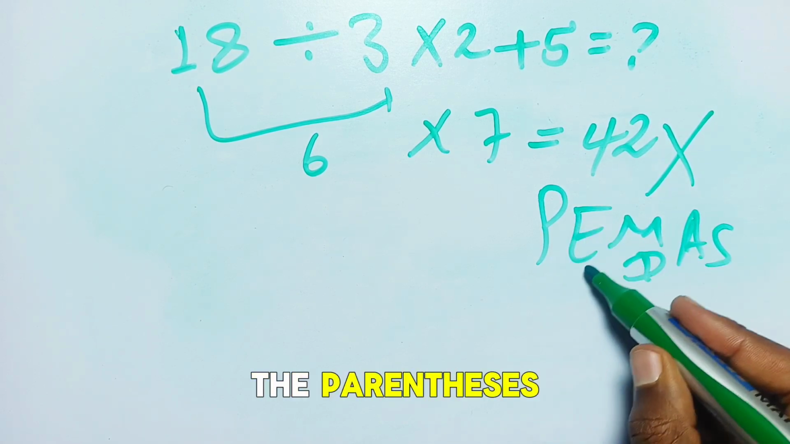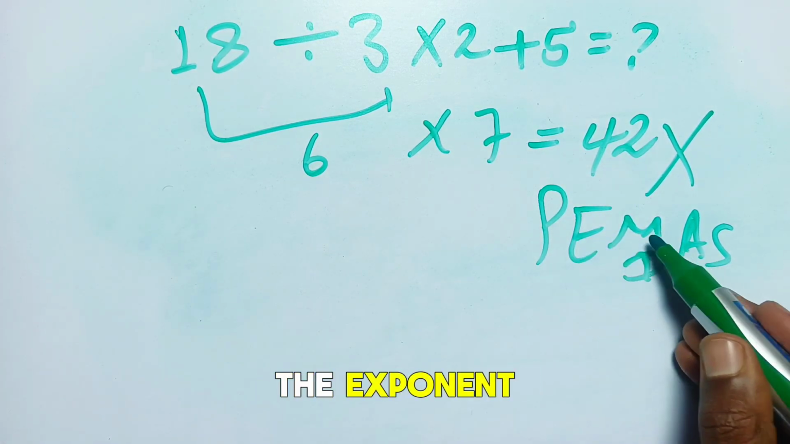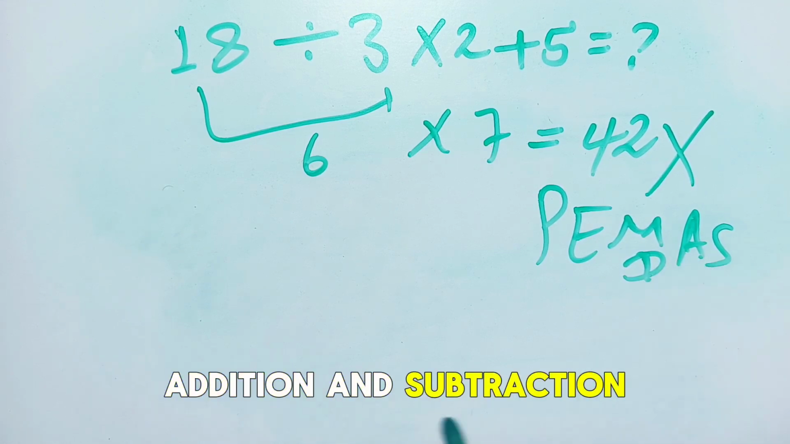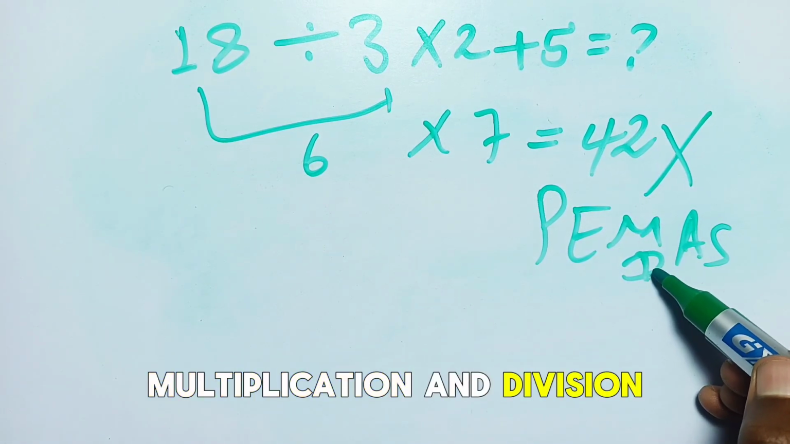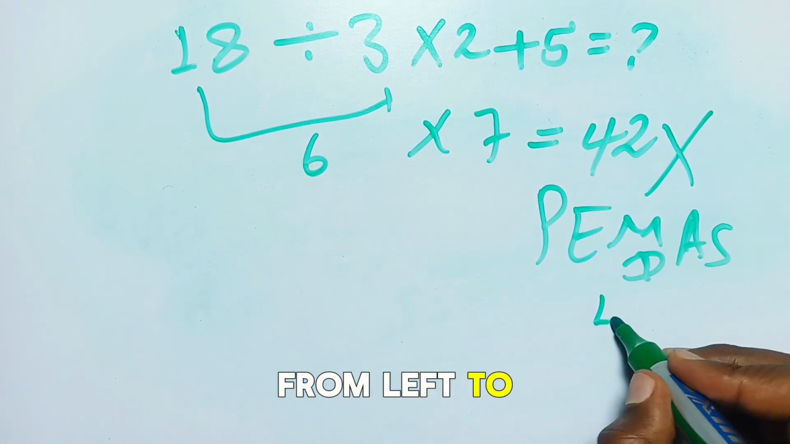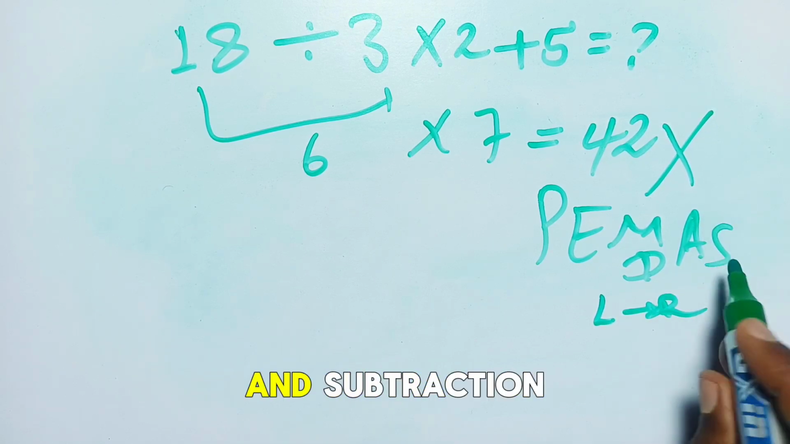P stands for the parenthesis or the expressions in the brackets. E stands for the exponent, and then multiplication, division, addition, and subtraction. In order to solve such kind of math operation, multiplication and division have the same priority, but we have to work it from left to right, and the same is true for addition and subtraction.